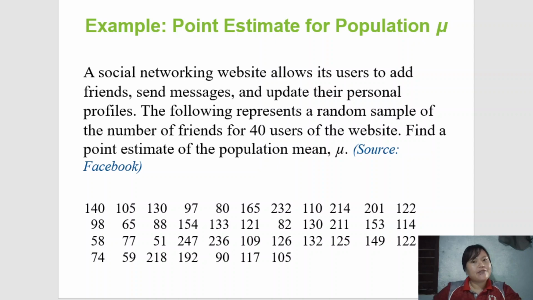Supposing we have this problem. A social networking website allows its users to add friends, send messages, and update personal profiles. The following represents a random sample of the number of friends for 40 users of the website. Find the point estimate of the population mean.